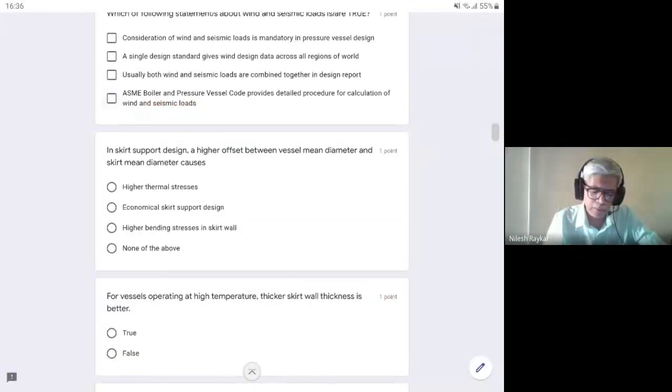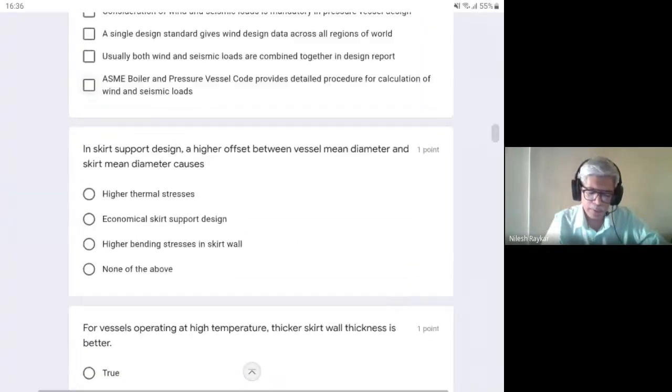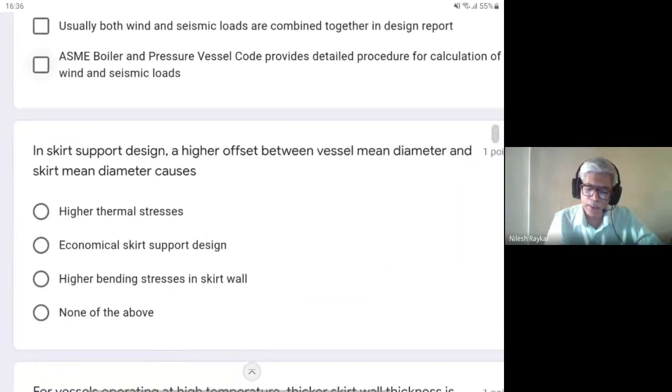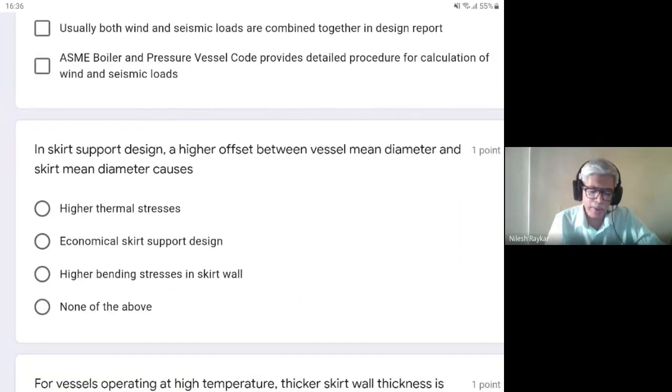So as I said in the question, for this skirt support design, there is a higher offset between the vessel mean diameter and the skirt mean diameter. So the first option is not correct. No, thermal stresses is not a problem it causes. The third option is correct. That is, higher bending stresses would be caused in the skirt wall.